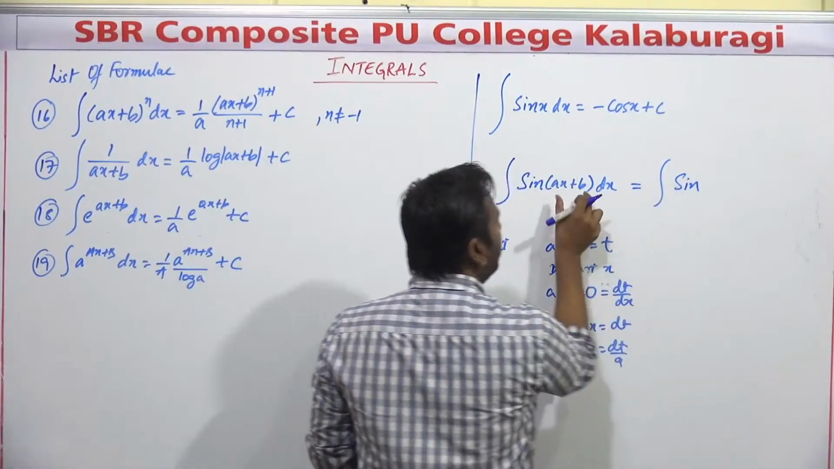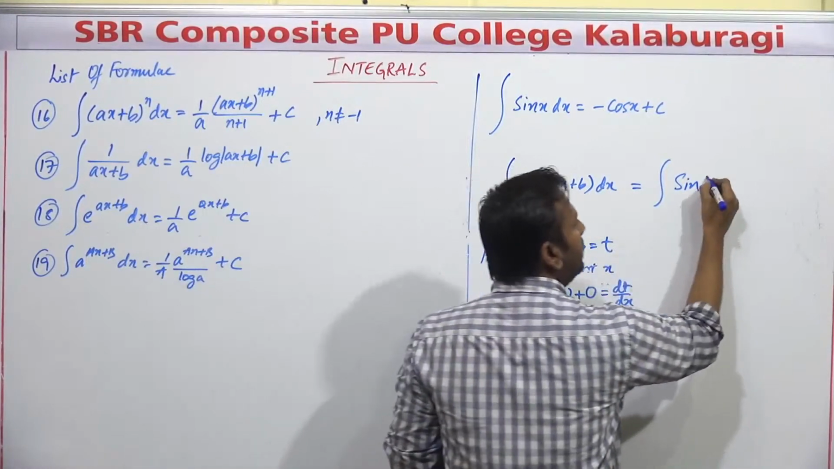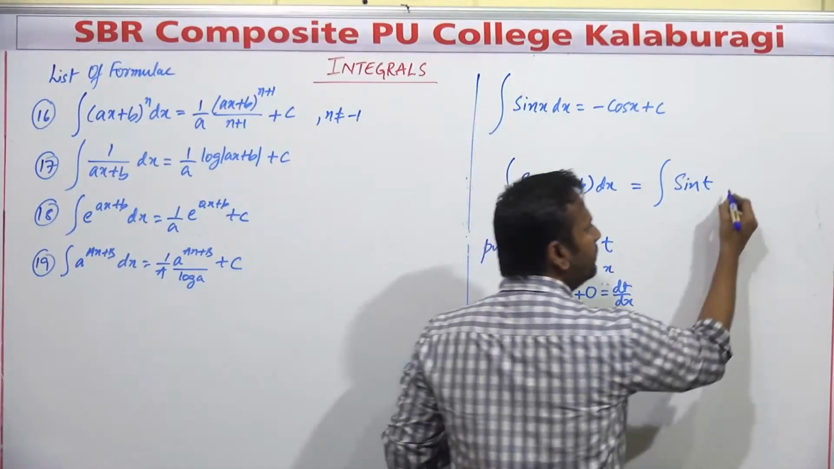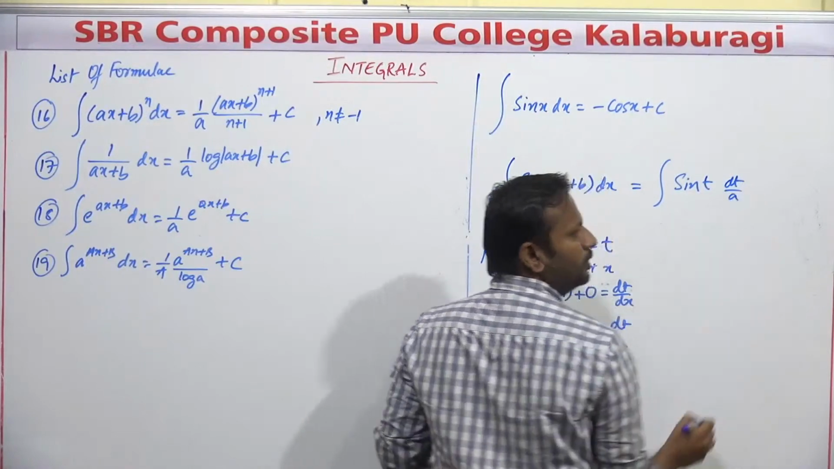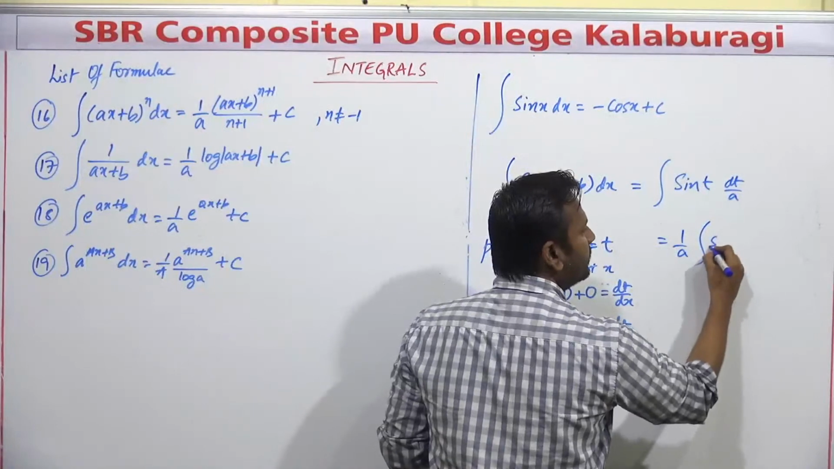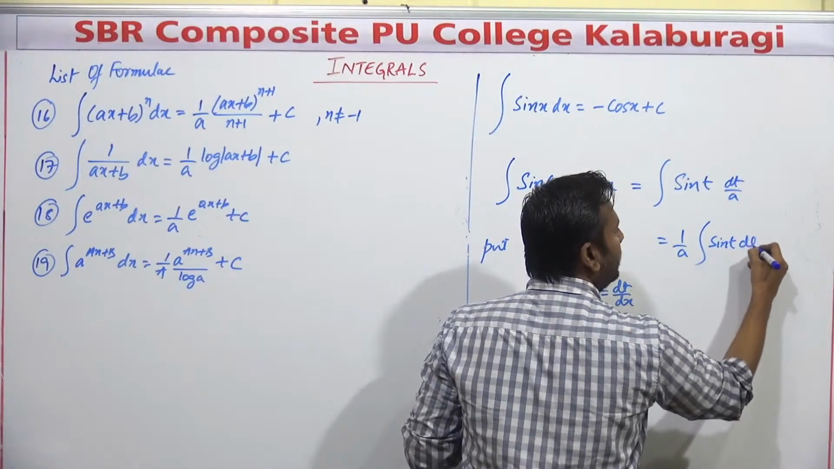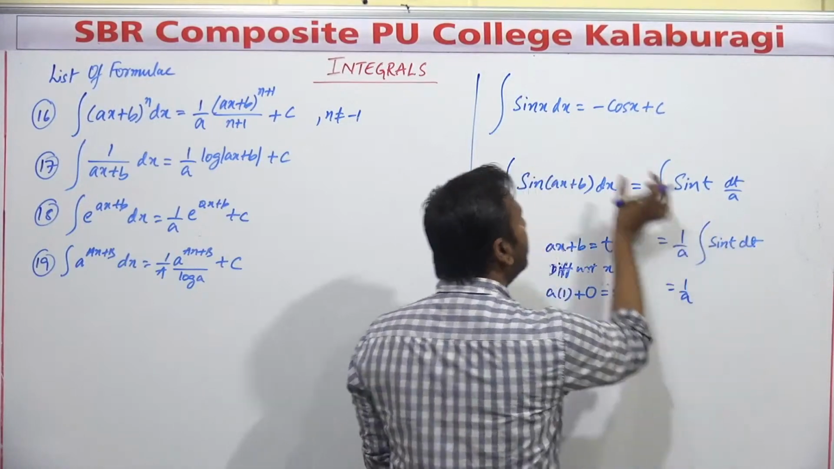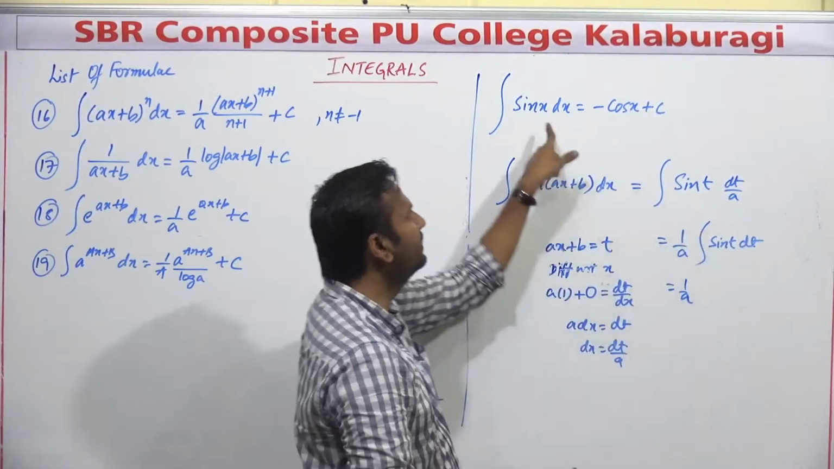Sine of ax plus b, what did we get? t. What did we take here? t. So dx, what did we get here? dt by a. So 1 by a is a constant, take it outside. So what happens? Sine t dt. Now again, it is an easily integrable format.